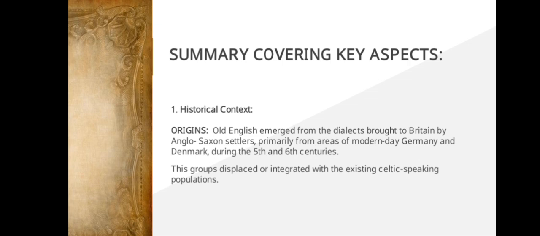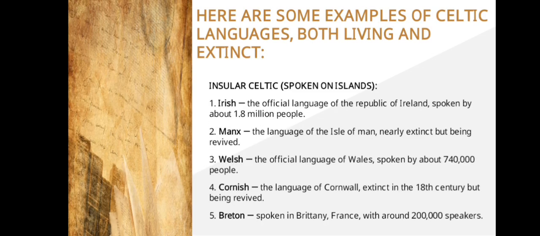And for you guys to imagine more, here are some examples of Celtic languages, both living and extinct. And it's spoken in Insular Celtic, spoken on islands. First is Irish, the official language of the Republic of Ireland, spoken by about 1.8 million people. Next is Manx, the language of the Isle of Man, nearly extinct but being revived.